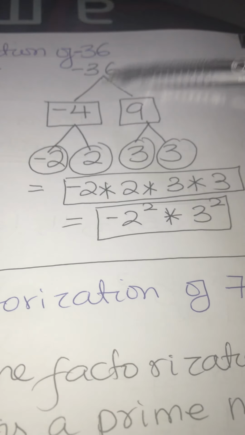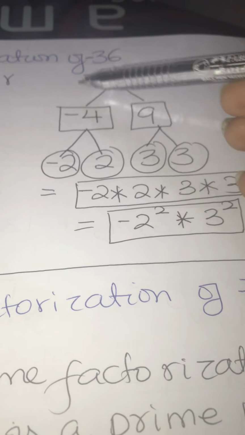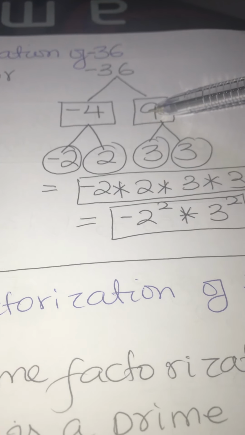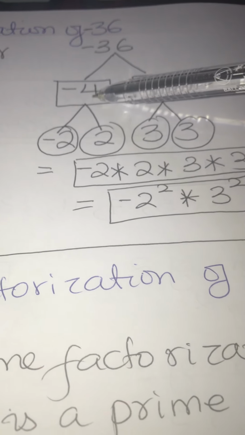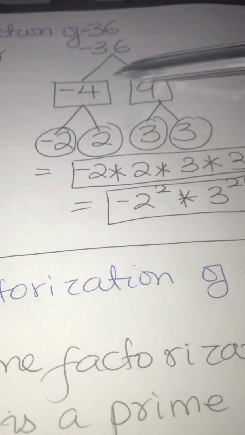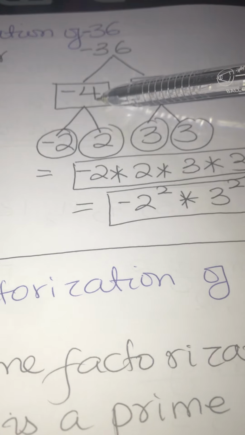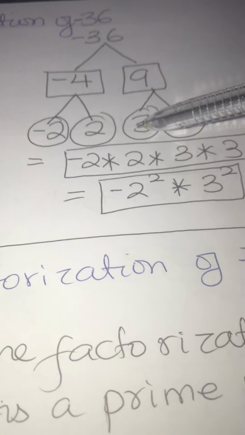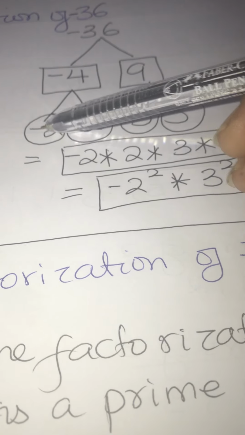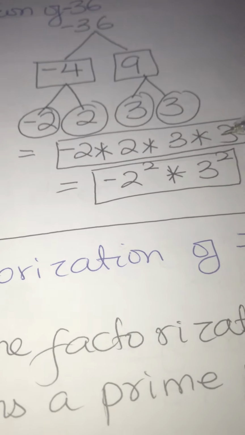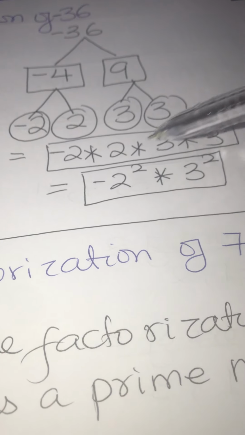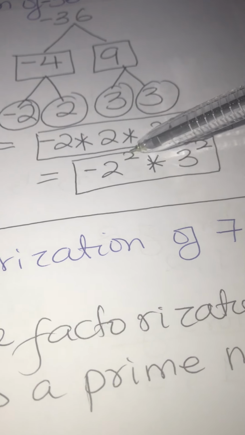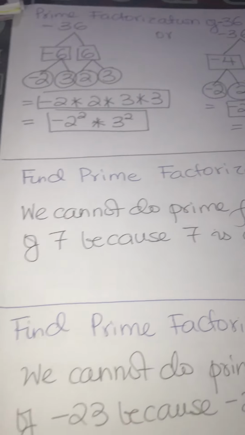Okay, so how else can I do negative 36? I can do negative 36 by doing negative 4 multiplied by 9. Negative 4 and 9 are both not prime numbers. So then break down negative 4. Negative 2 times 2, you break down 9, 3 times 3. All these are prime numbers. You arrange them from least to greatest. The 2's will come in front, starting with the negative. And then you write your exponents.